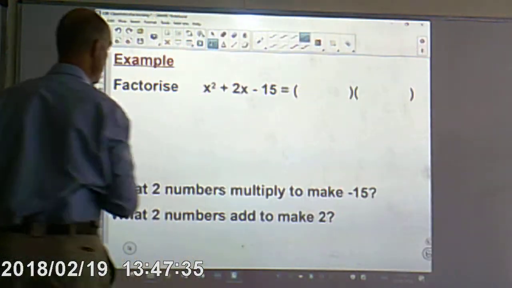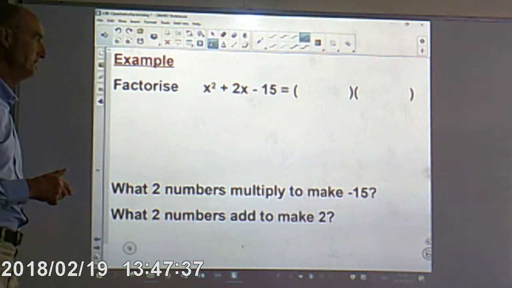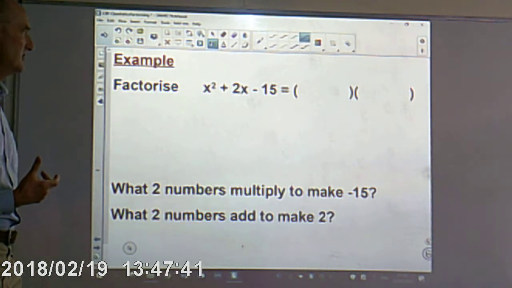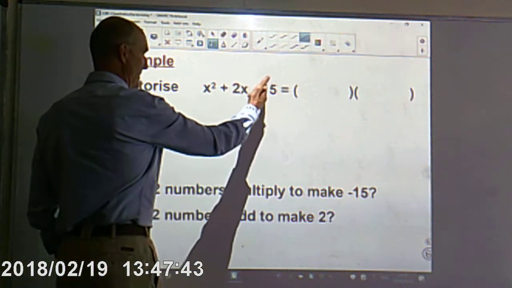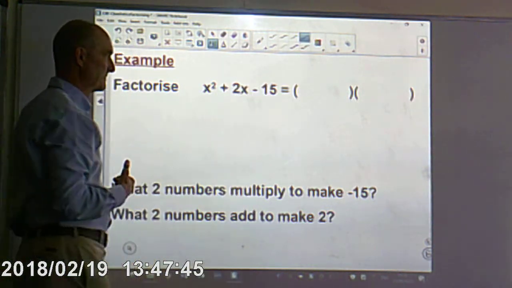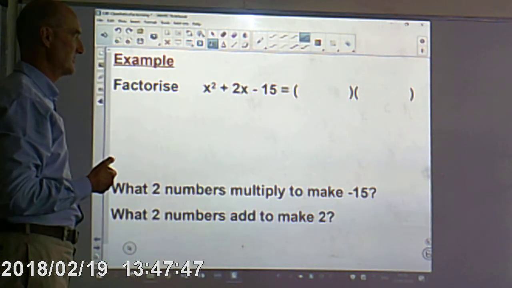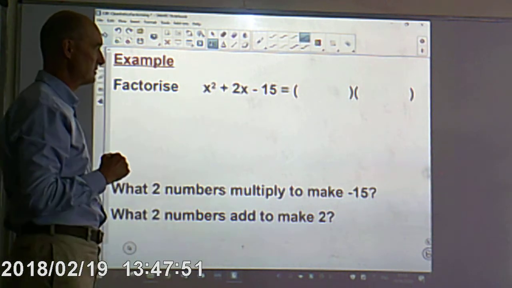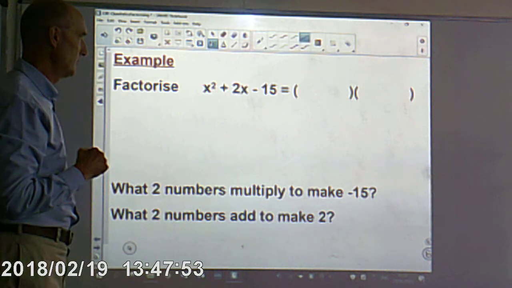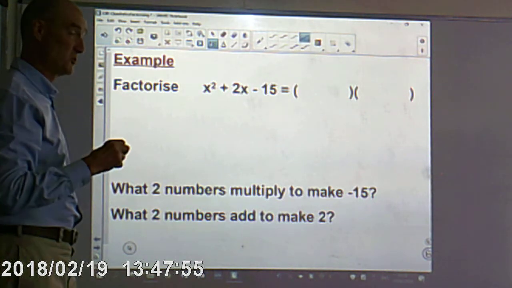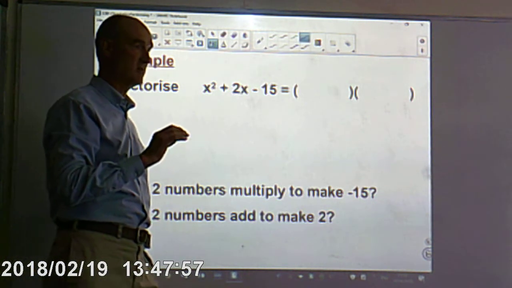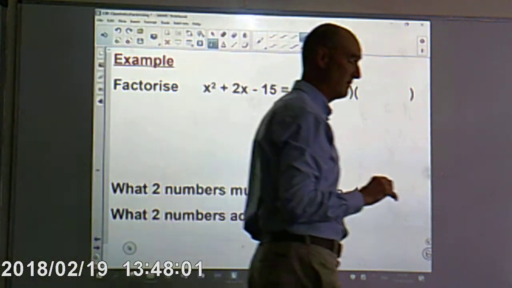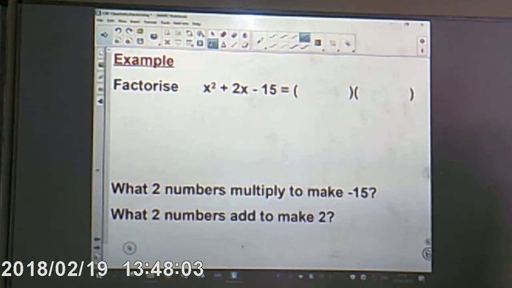Okay, another example. Slightly complicated factor here. Numbers that make negative 15. Negative 15. They add to make a positive 2. So negative 15, that means one of the numbers has got to be positive, one of the numbers has got to be negative. So just think about that for a moment while I take a drink.